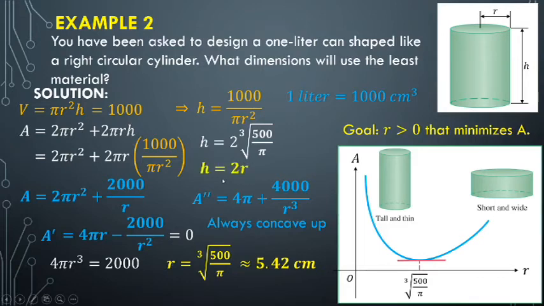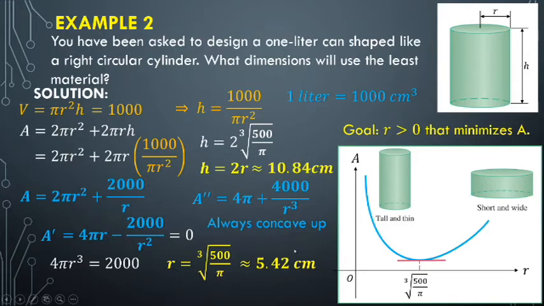So, h is equal to 2r. Please verify this. By some algebra, this becomes equal to 1,000 over pi r squared. So, h is equal to 2r. The dimension of the height is approximately twice the radius, which is 10.84 centimeters.